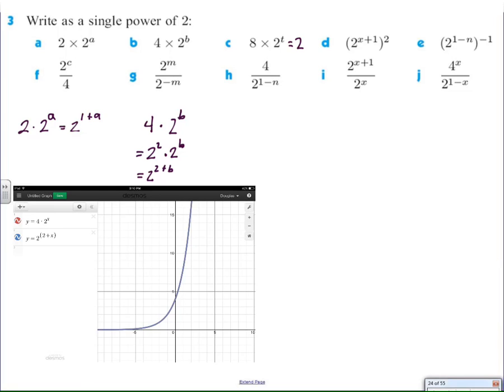I'm only on the second one. We're on letter C. I was intimidated by H, but we'll get to that one a little later. For part C, it's 8 times 2 to the t, which is 2 cubed. That's how I write 8, and so that's 2 to the 3 plus t.